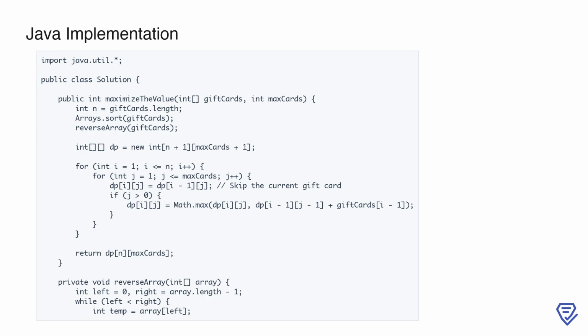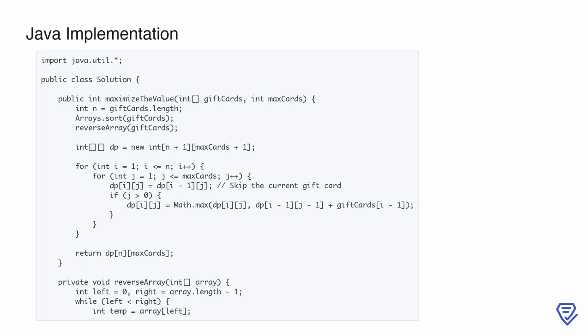Next, we initialize a 2D dynamic programming table, DP, where DP[i][j] will store the maximum value achievable using the first i cards and selecting up to j cards. The dimensions of the table are based on the number of cards and the maximum cards allowed. After initializing, we iterate through each card using a nested loop. The outer loop runs through all available cards, and the inner loop processes the possible card selections.